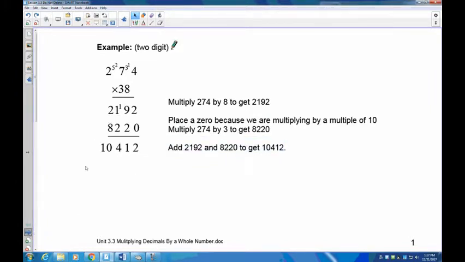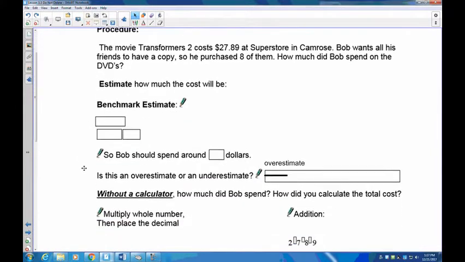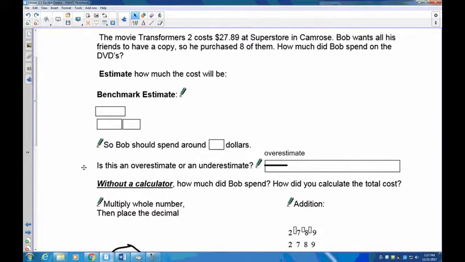Okay, let's move on to a word problem. The movie Transformers 2 cost $27.89 at the Superstore in Camrose. Bob wants all his friends to have a copy, so he purchased 8 of them. How much did Bob spend on the DVDs?